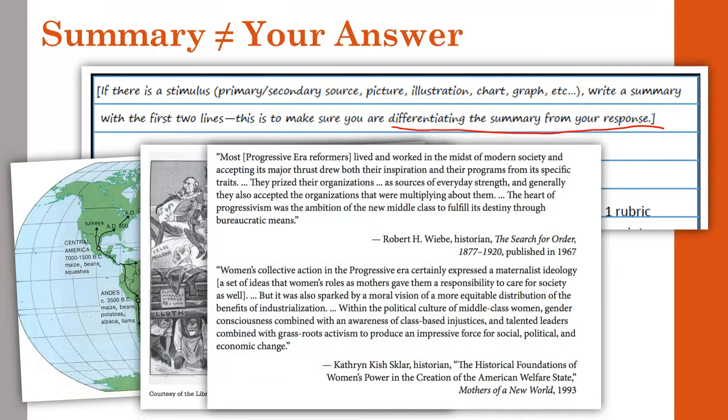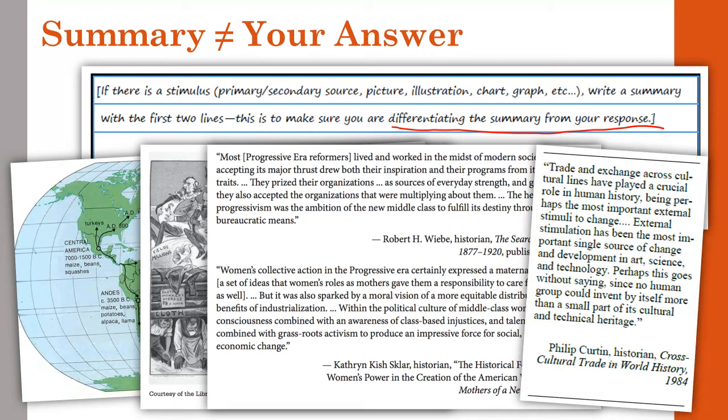If you have two historians, same thing: summarize one of them, summarize the second one, and then from there you can produce responses and answers. You can do the exact same thing with any primary or secondary source document. So the summary helps you produce evidence and answers, but it is almost never the answer.